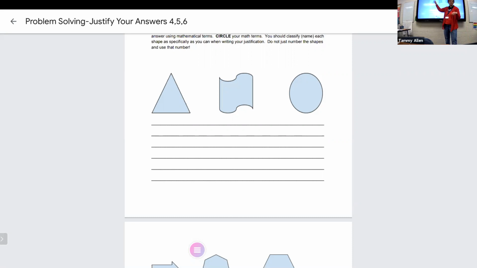The triangle does not belong because the other two are not polygons while the triangle is. And then we need to define what a polygon is, because most of you couldn't tell me what a polygon was to begin with, right? So if you just use the term polygon, most people are going to go, oh, whatever that means. You need to define what it is. All right? Okay? So here we go.